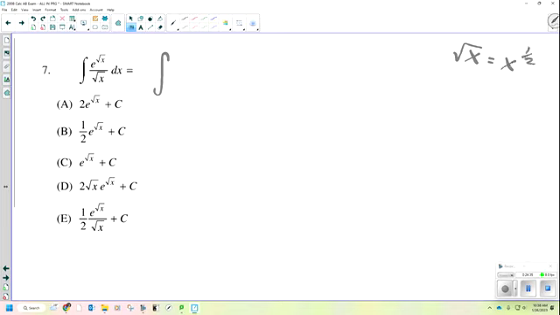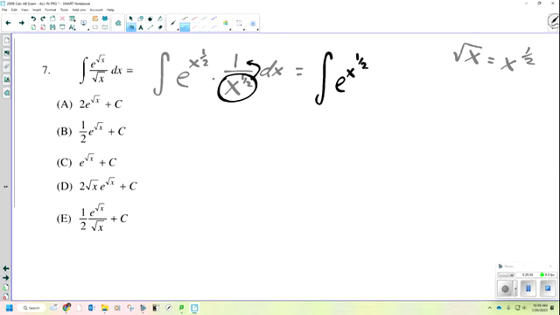I'm going to make that substitution. That is e raised to x to the 1/2 times, okay, I have 1 over the square root of x. That would also be x to the 1/2. All right. And I have a dx here. I'm going to rewrite it one more time. All right. I am going to bring this x up, and I'm going to negate the exponent. The integration of e to the x to the 1/2 times x to the negative 1/2 dx.